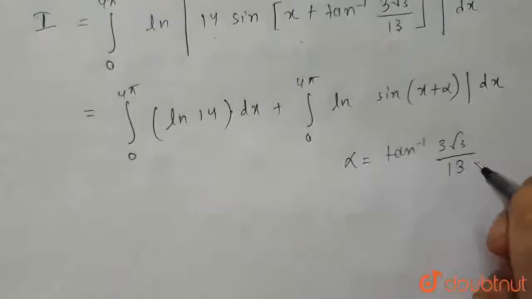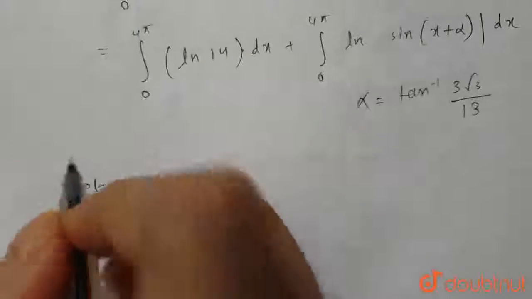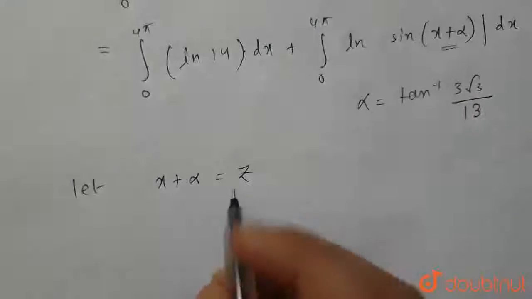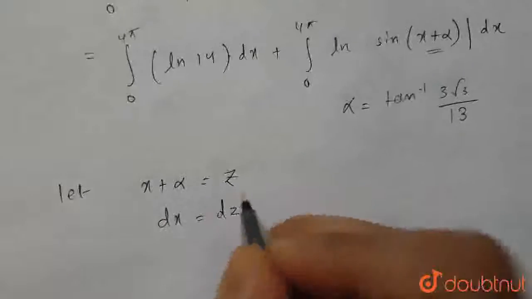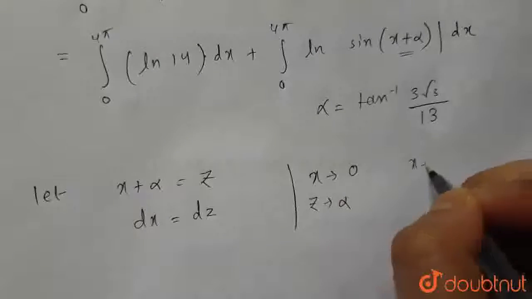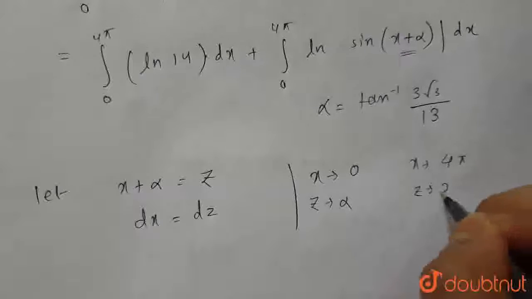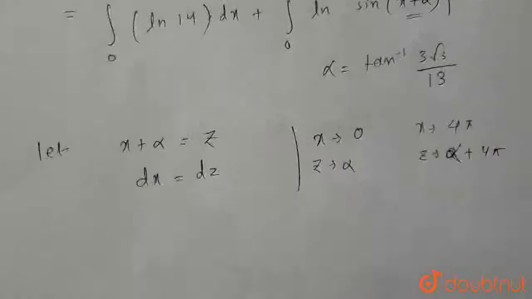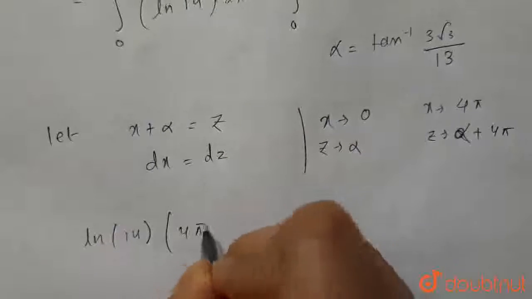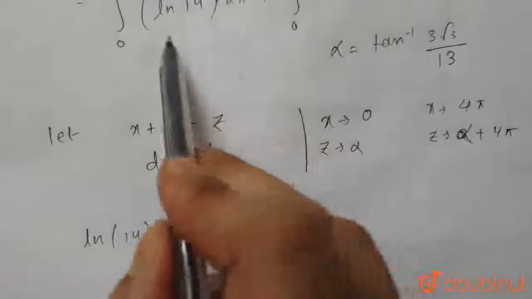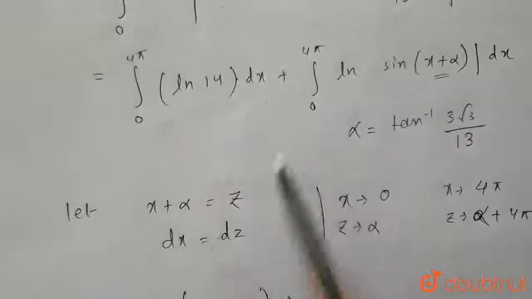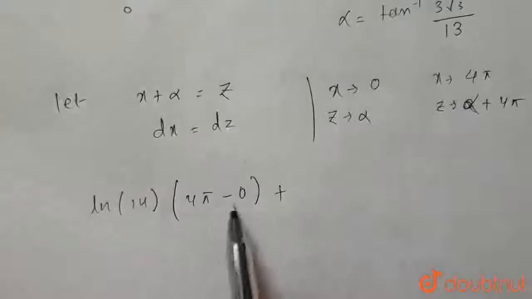Now let x plus α equal z. Then dx will be equal to dz. Now we can change the limits: when x tends to 0 then z tends to α, and when x tends to 4π then z tends to α plus 4π. So now this can be written as log of 14 into (4π minus 0), because log 14 is a constant, so the integral of dx will be x, and after putting the limits, this will be 4π minus 0.